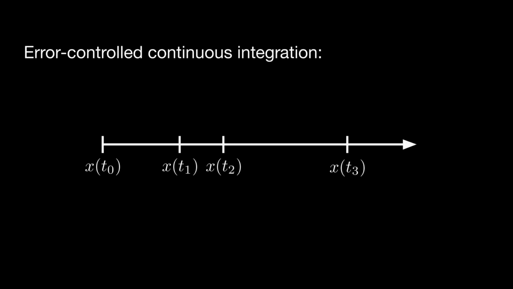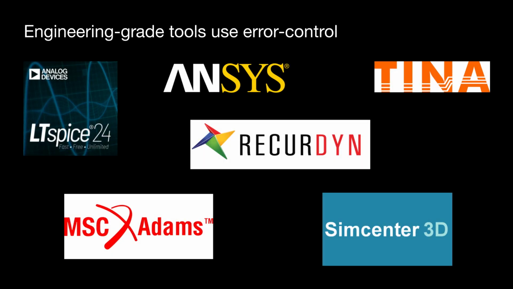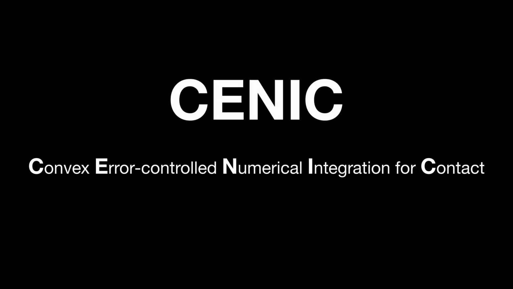Meanwhile, continuous time error-controlled integrators automatically adjust the time step to maintain stability and a desired accuracy. Error control is widely used in engineering for applications from circuit simulation to orbital mechanics. But existing error-controlled integrators struggle to handle the stiff dynamics of rigid contact while meeting the fast real-time requirements of robotics simulation. In this paper, we present a new convex error-controlled integrator for robotics, which we call CENIC.